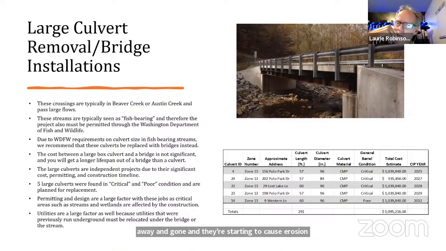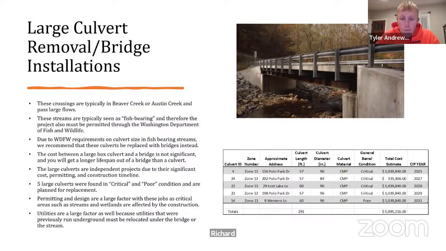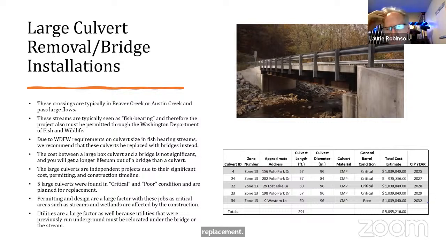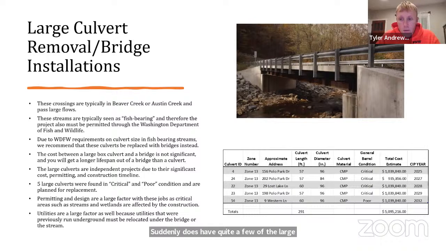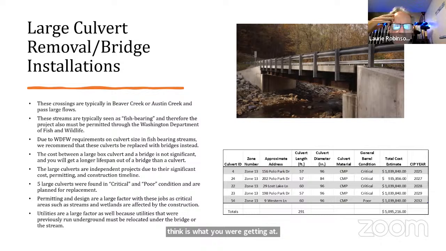I should add, Sam, that he's specifically talking about the 5 culverts that they've identified that need replacement. Sudden Valley does have quite a few of the large culverts, and those would be a case-by-case basis, which I think is what you were getting at. So it's not necessarily a bridge for every large culvert, but these initial 5 they've identified, they're recommending a bridge for. Yeah, I thought there should have been quite a few more.